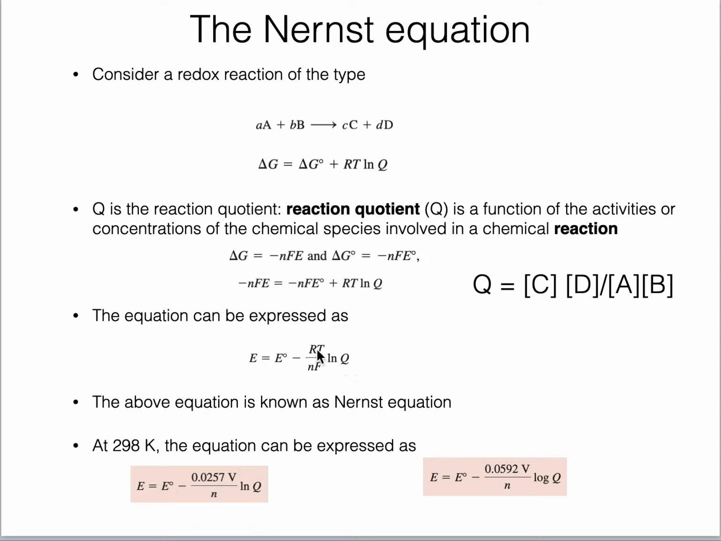Now if the reaction is happening at 298 Kelvin, we can plug in the values of R, temperature 298, and F, the charge on 1 mole of electrons, which is 96500 coulomb. So we can simplify it into this relation: E is equal to E naught minus 0.0257 divided by n into natural log of Q. And if we further convert it into log base 10, then we can get this value: E is equal to E naught minus 0.0592 divided by n into log of Q. So this is the Nernst equation at 25 degrees centigrade.